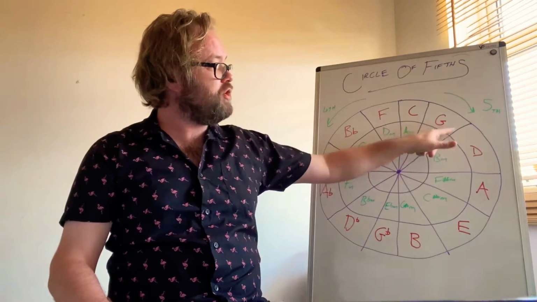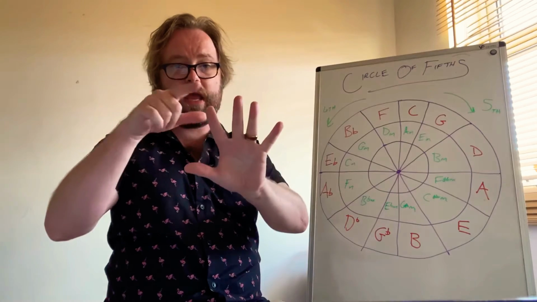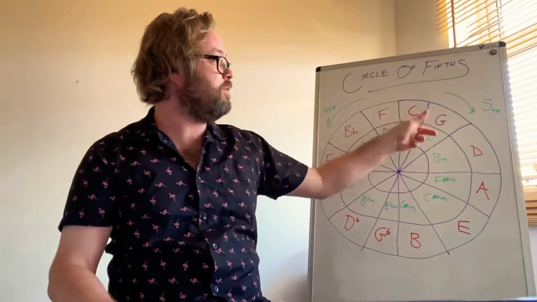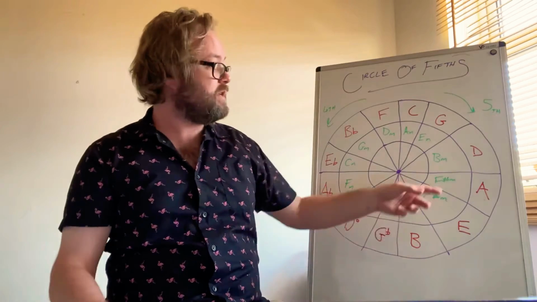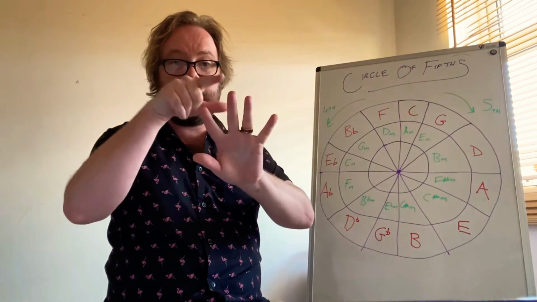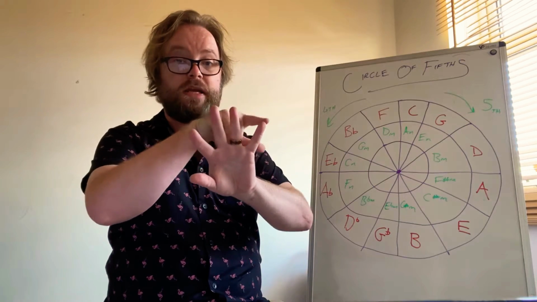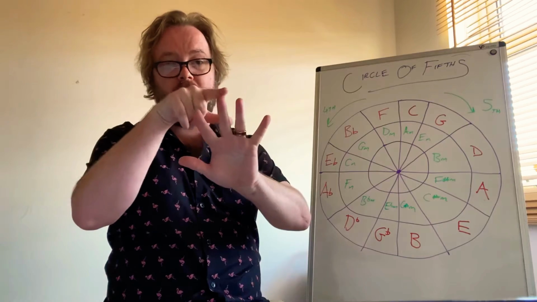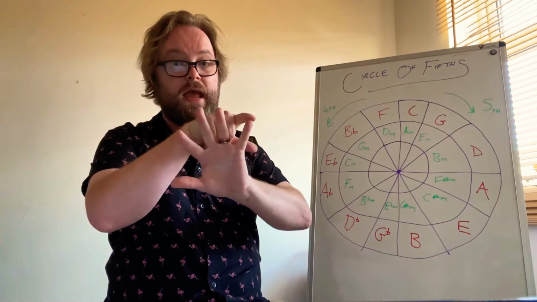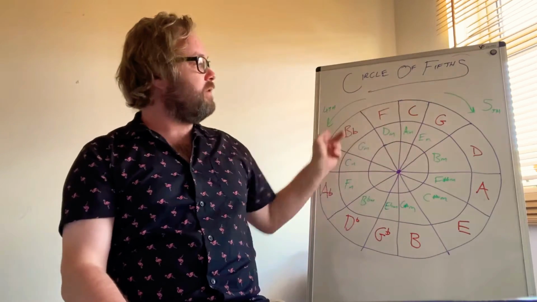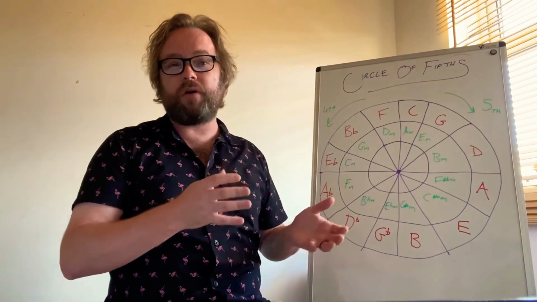Let's do another one, G to D: G, A, B, C, D. D is a fifth above G. Just to prove that it works, let's do one more, D to A: D, E, F sharp, G, A. There's an F sharp in D, but it doesn't matter. D, E, F sharp, G, A. There's your fifth.